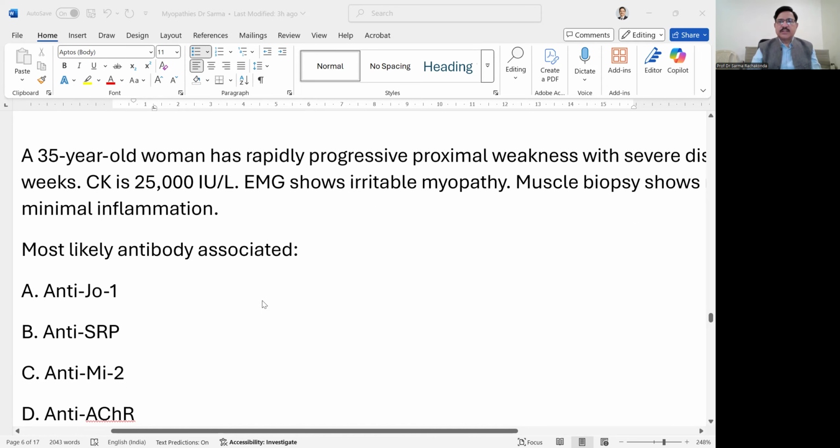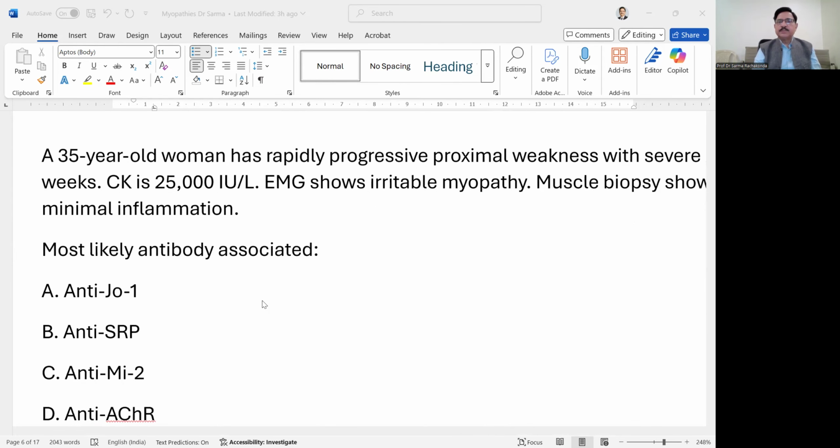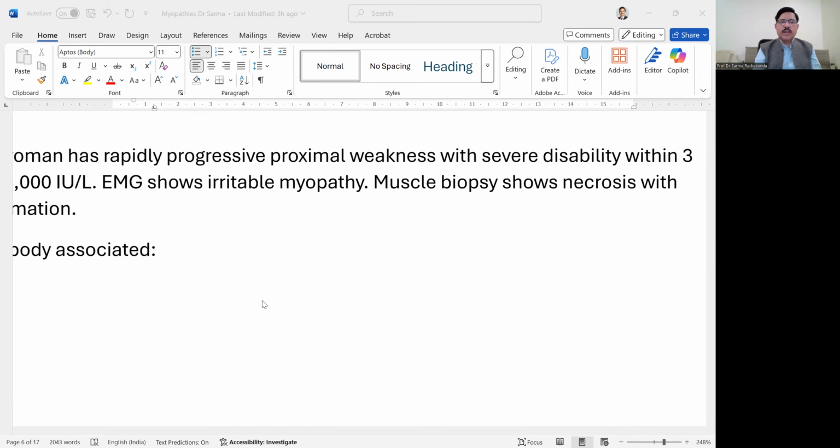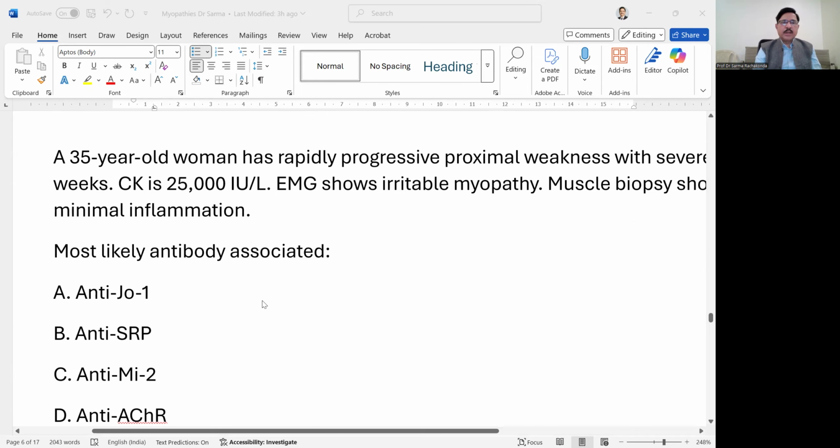Progressive muscle weakness is there. Severe disability is there. CK is very high. EMG is showing irritable myopathy, and muscle biopsy shows necrosis with minimal inflammation. Necrotizing myopathy, isn't it? So that means anti-Jo1, anti-SRP, anti-Mi2, anti-acetylcholine.